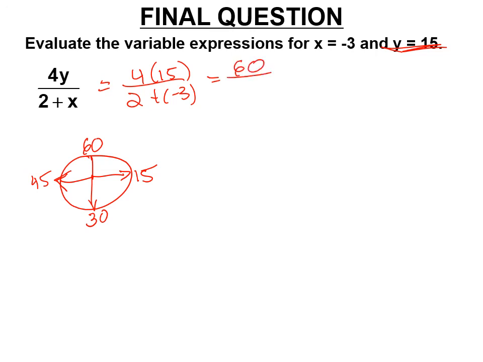2 plus negative 3 is negative 1. So this is 60 divided by negative 1, also known as negative 60.